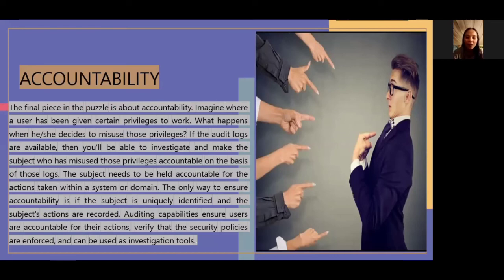Accountability. The final piece in this puzzle is accountability. Imagine a user who has been given certain privileges to work. What happens when he or she decides to misuse those privileges? If audit logs are available, then you will be able to investigate and hold the subject who has misused those privileges accountable on the basis of those logs. The subject needs to be held accountable for actions taken within a system or domain. The only way to ensure accountability is if the subject is uniquely identified and the subject's actions are recorded.